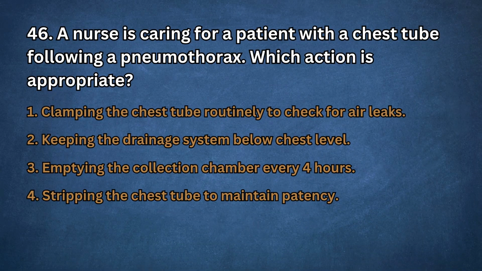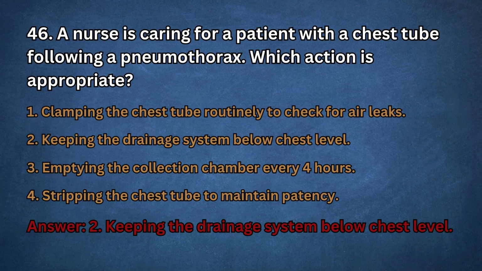46. A nurse is caring for a patient with a chest tube following a pneumothorax. Which action is appropriate? 1. Clamping the chest tube routinely to check for air leaks. 2. Keeping the drainage system below chest level. 3. Emptying the collection chamber every 4 hours. 4. Stripping the chest tube to maintain patency. Answer 2. Keeping the drainage system below chest level.